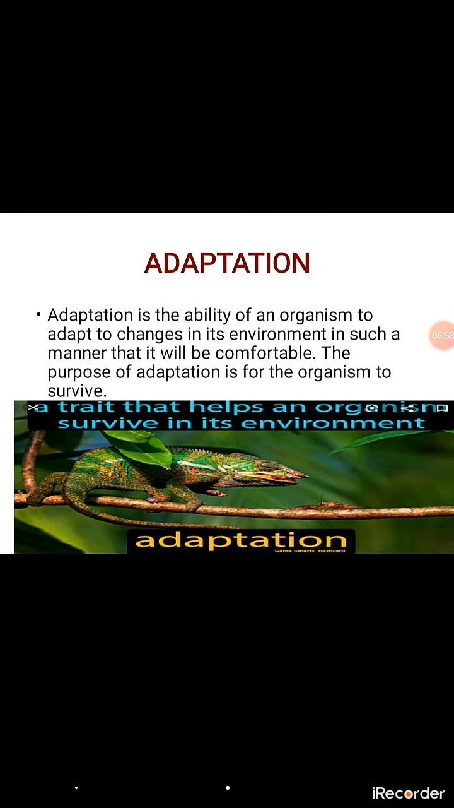The next thing is adaptation. Okay, this is also very, very important. Without adaptation, an organism will not be able to survive in its environment. Adaptation is the ability of an organism to adapt to changes in its environment in such a manner that it will be comfortable, and the purpose of adaptation is for the organism to survive. Normally, there are changes in the environment, and as these changes occur, organisms also should adapt so that they can survive. As you can see in this picture here, you can see a chameleon that can adapt to any environment by changing its color so that it will be able to survive.